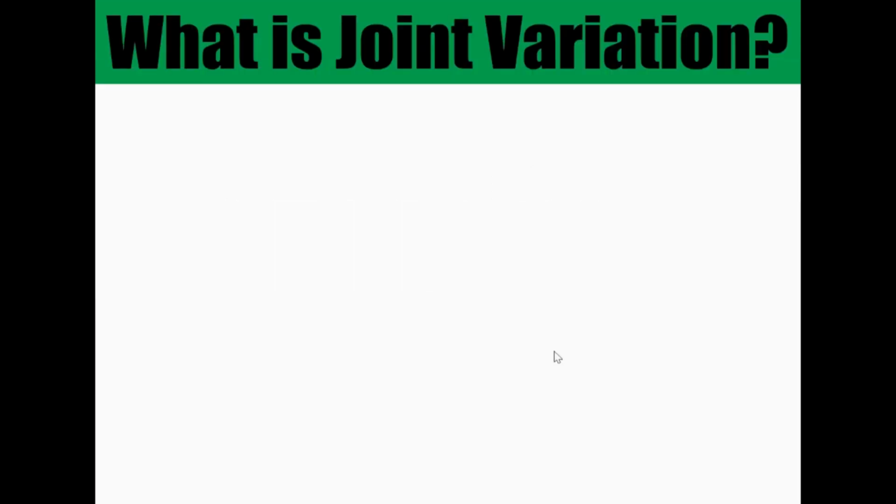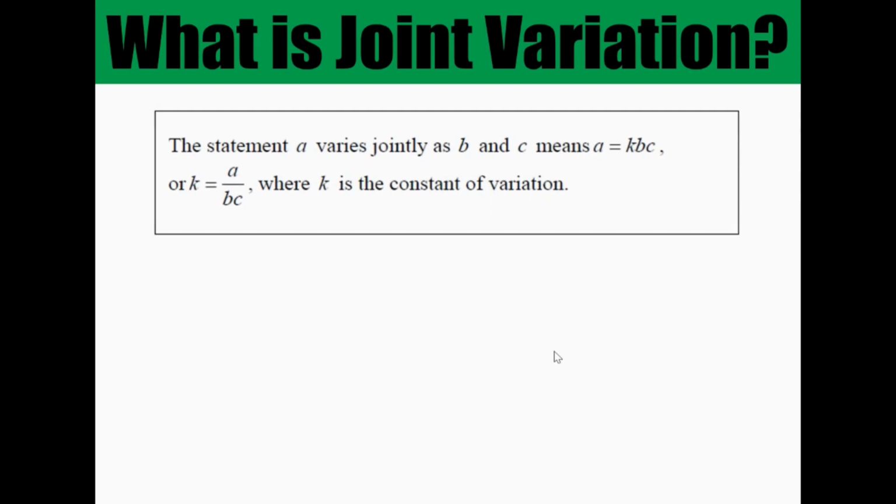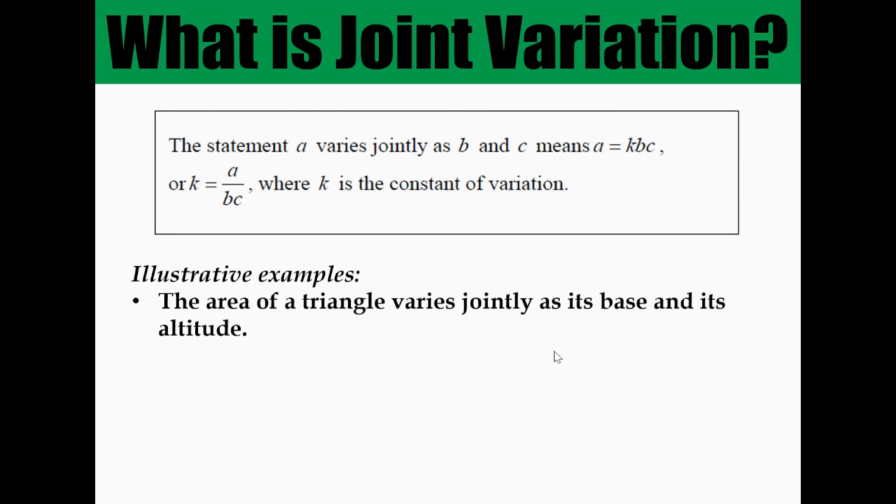So what is joint variation? The statement A varies jointly as B and C means A equals KBC or K equals A over BC, where K is the constant of variation. So let's have an example. The area of a triangle varies jointly as its base and its altitude. So let us first write this equation.